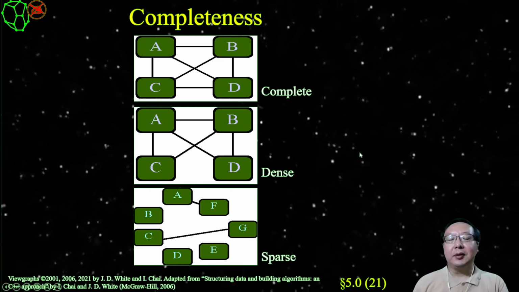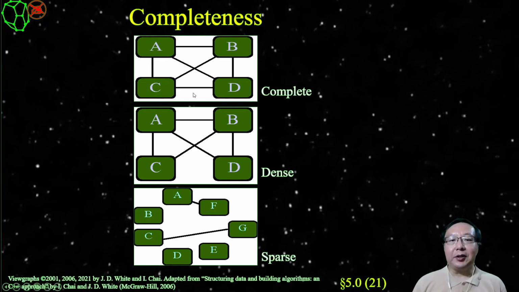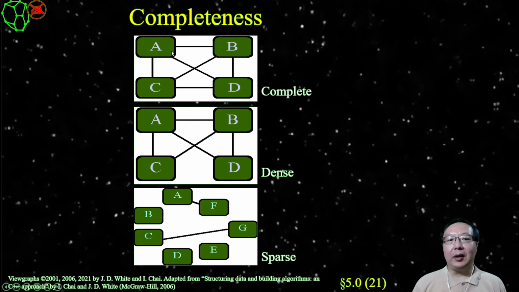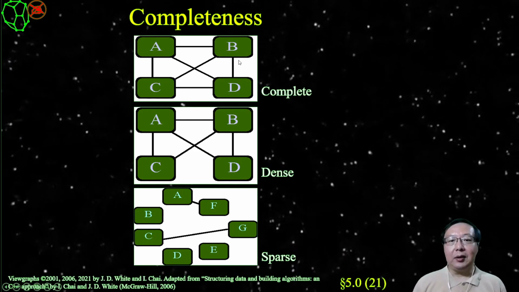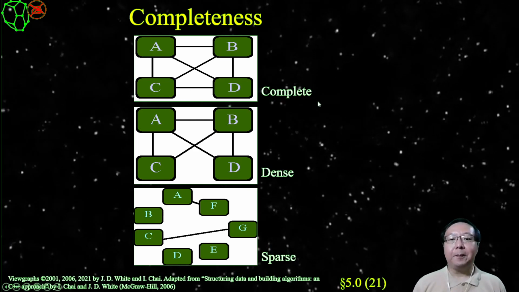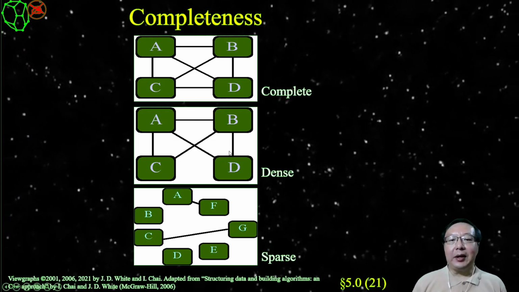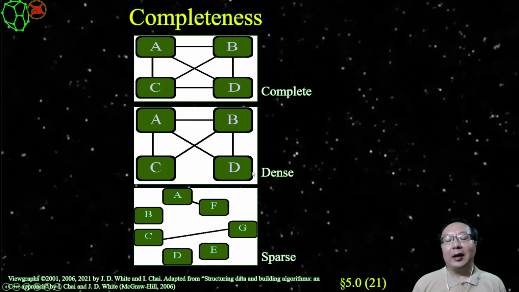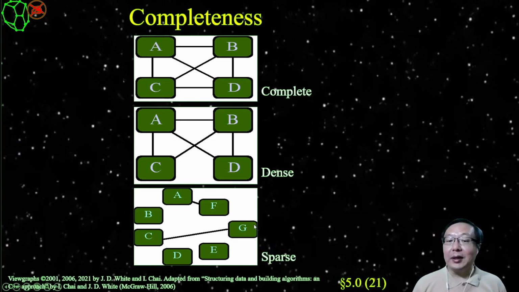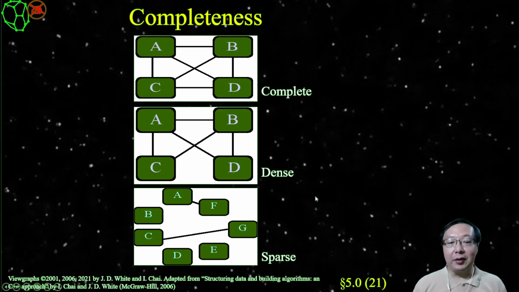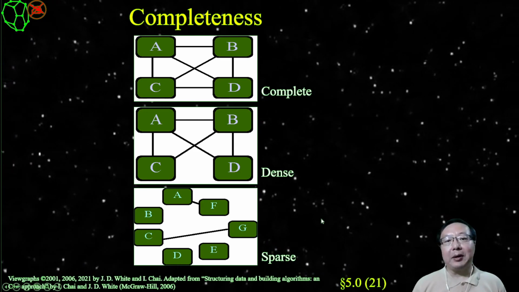Okay, completeness. A complete graph is one where there is a direct connection between every vertex. So from A, there's a direct connection to B, to C, and to D. Every vertex has a direct connection to each other. A dense graph is one where most of the edges in what would have been a complete graph are there. Most. So like this is only missing CD. A sparse graph is where most of the vertices are not connected to each other. So A and F are connected, C and G are connected, but everything else is not connected. So that's considered a sparse graph.